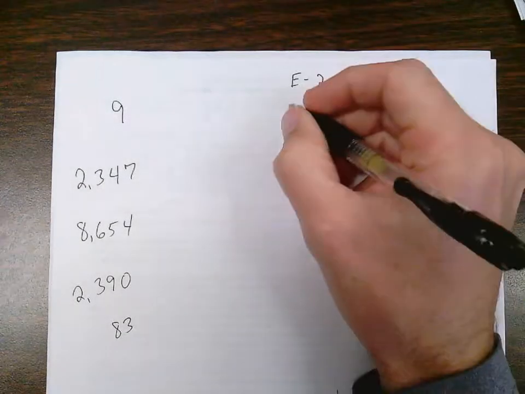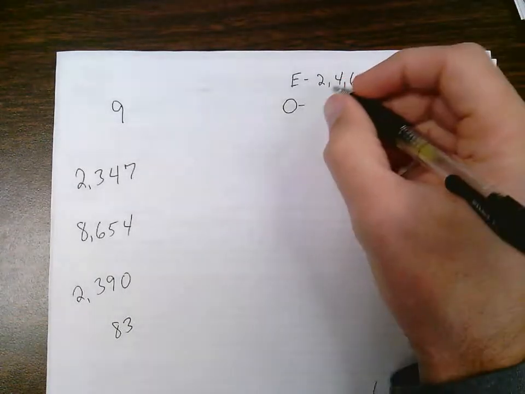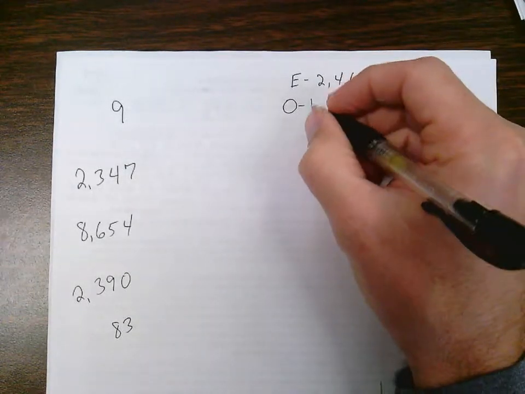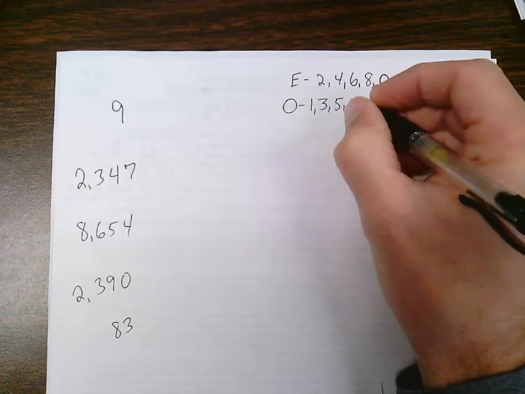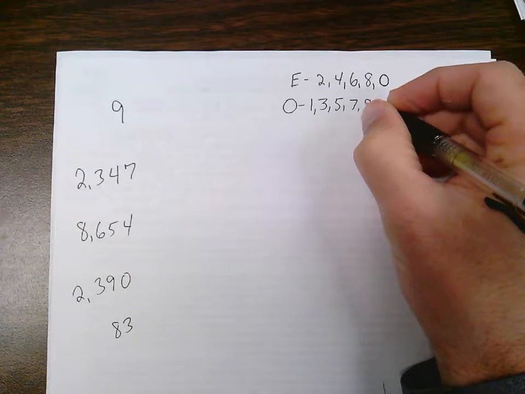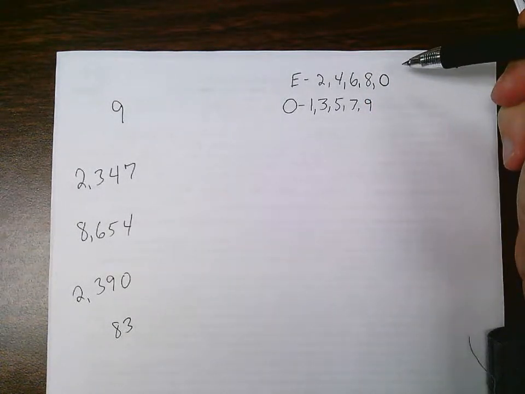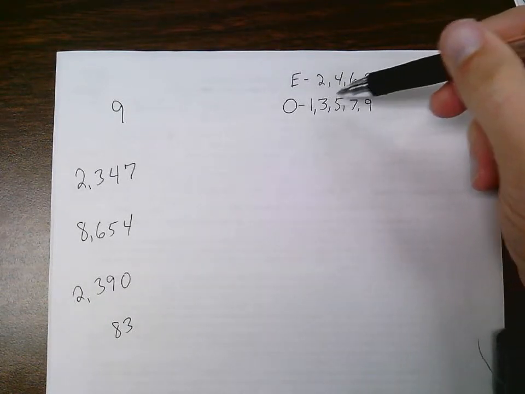Now my odd numbers are everything that I didn't count up there. So in between the evens, between 0 and 2 is 1, then 3, 5, 7, and 9. So here are my even numbers, 2, 4, 6, 8, and 0. Here are my odd numbers, 1, 3, 5, 7, and 9.